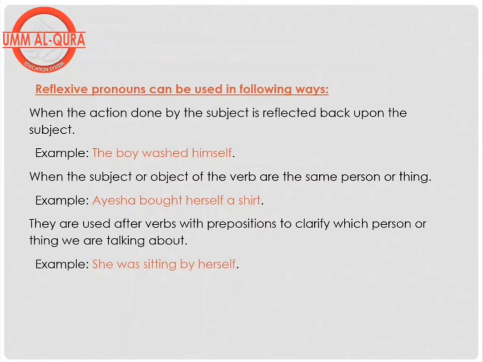They are used after verbs with prepositions to clarify which person or thing we are talking about. For example, she was sitting by herself means she was sitting alone by her own self. So, verbs with prepositions also carry reflexive pronoun to clarify which person or thing we are talking about.